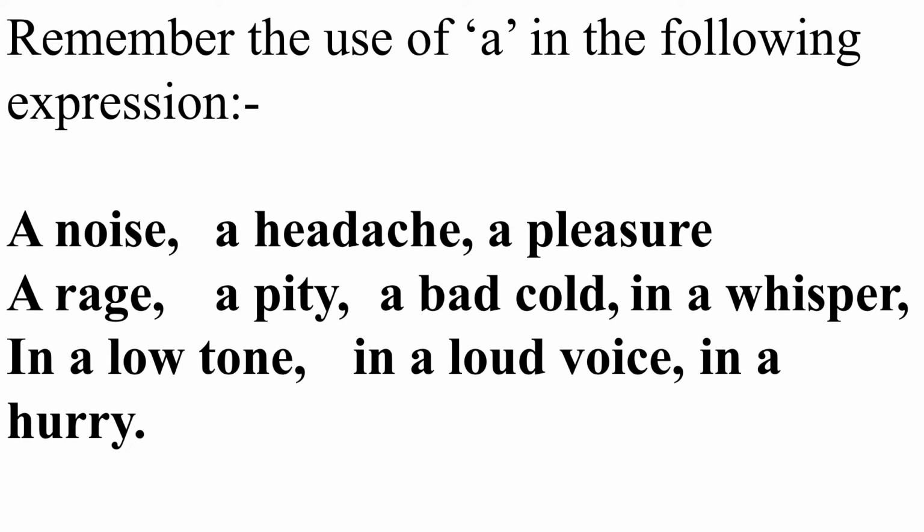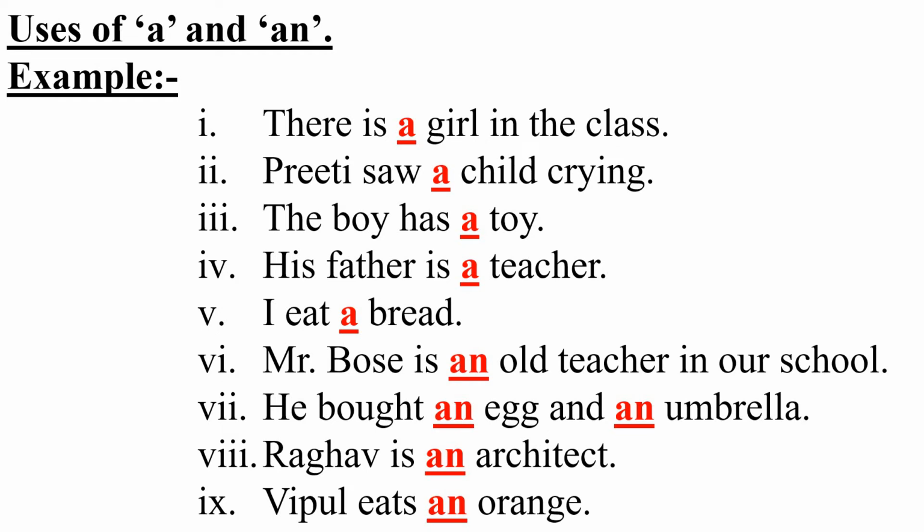Now students, see the different examples of uses of a and an, so that you understand the uses of a and an better. There is a girl in the class. Preeti saw a child crying. The boy has a toy. His father is a teacher. I eat a bread. Mr. Bose is an old teacher in our school. He bought an egg and an umbrella. Raghav is an architect. Vipul eats an orange.